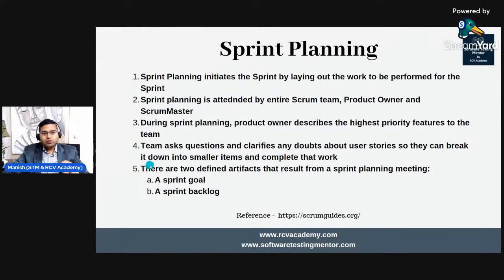So that's what happens in sprint planning. Now, there are two artifacts that result from the sprint planning meeting: a sprint goal and a sprint backlog. That's the next thing we are going to discuss. The sprint goal is important because when you pick the user stories, as per the priority, that need to be built, there needs to be a defined goal. What is the goal when we build all those user stories?